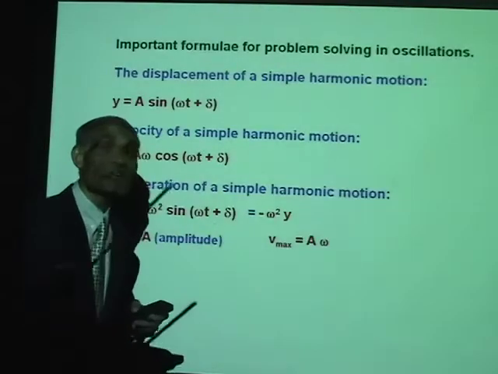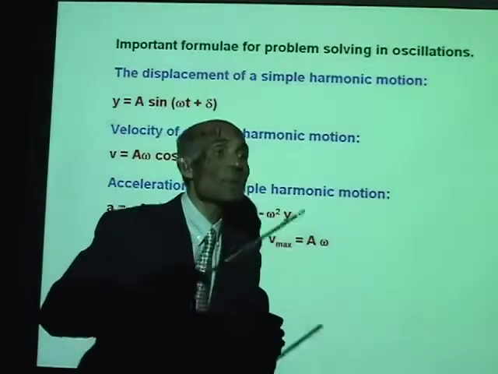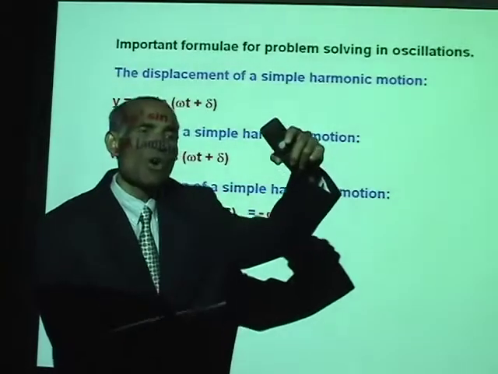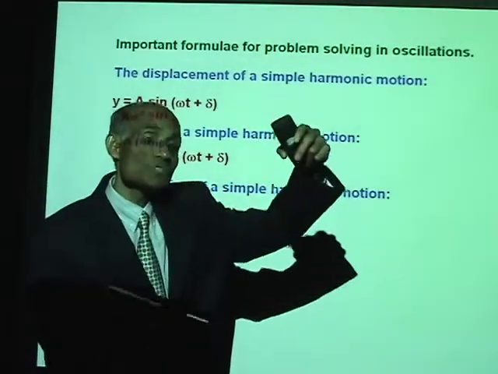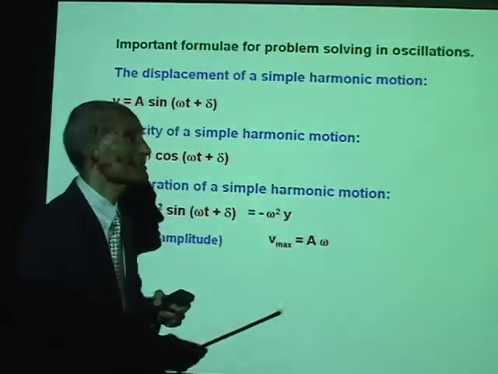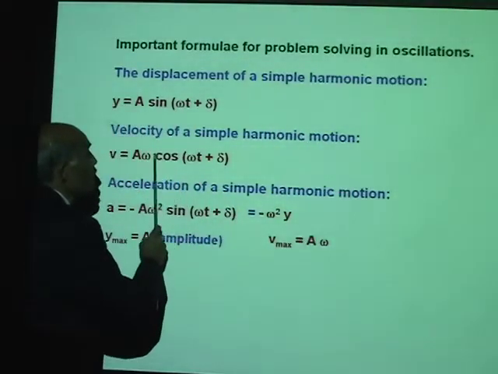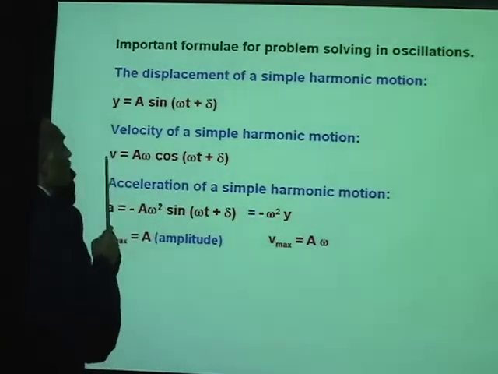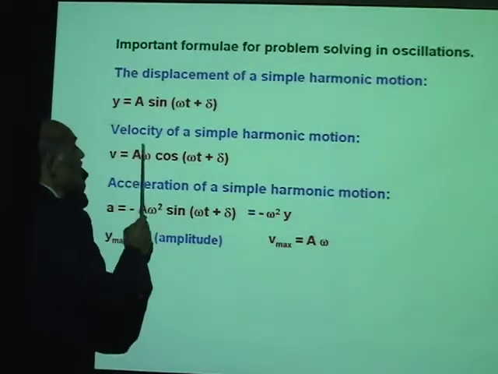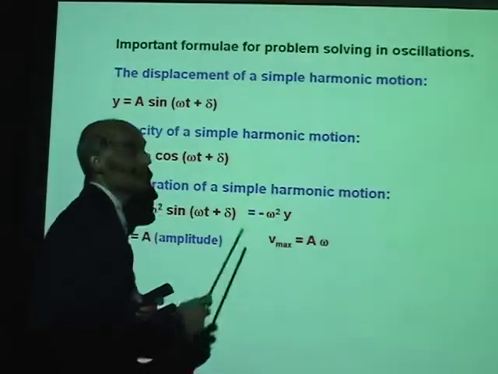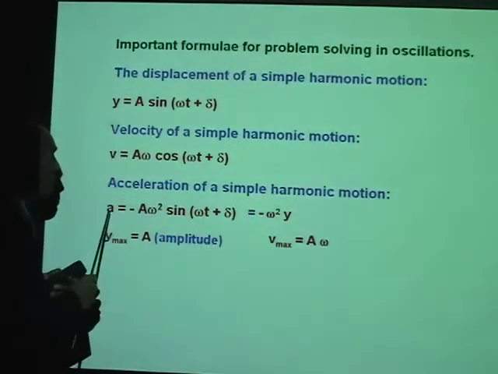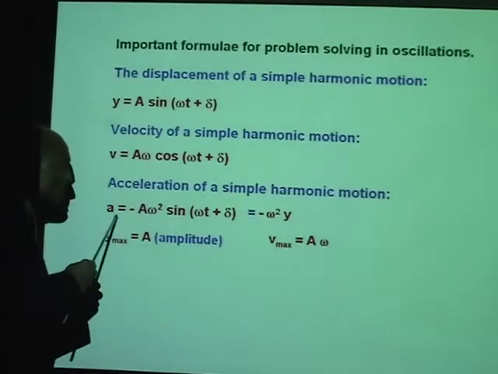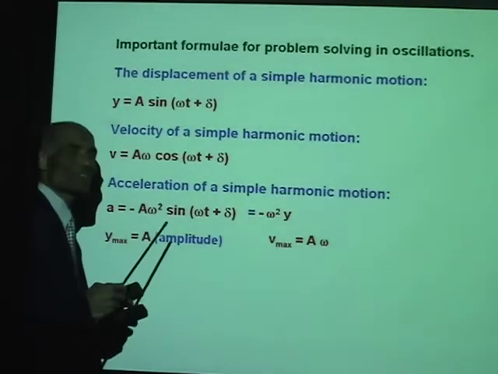Any cosine or sine function has a maximum value of 1. Do you know that? Cosine or sine will oscillate between -1 and +1. The maximum value of cos(omega t plus delta) is 1. Therefore, V maximum will be A omega. That's right. In that case, can you tell me what is the maximum value of acceleration? What is the maximum value of the acceleration?